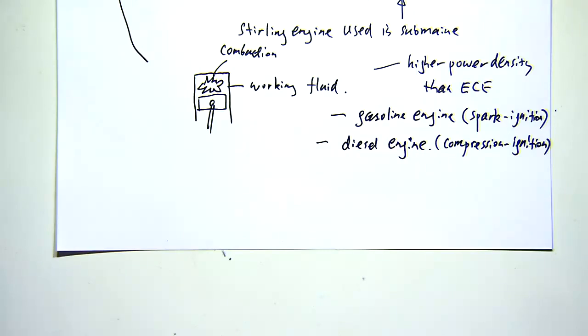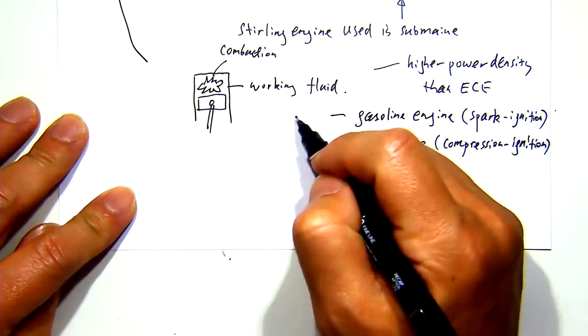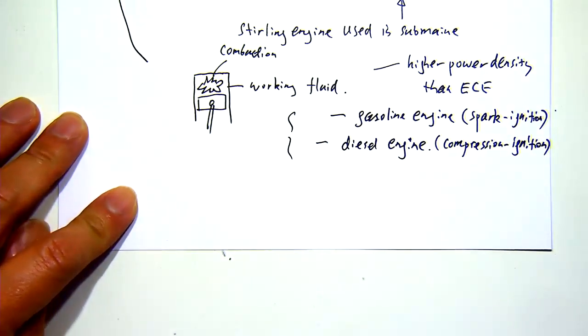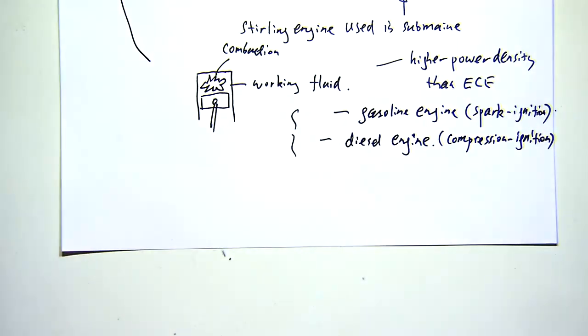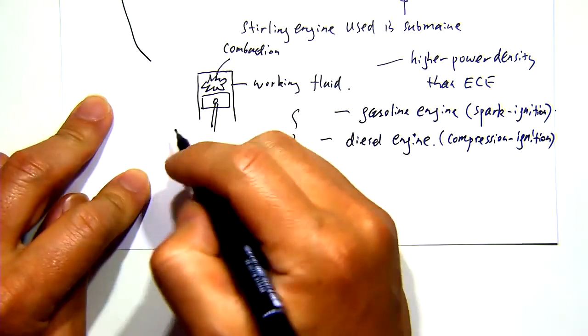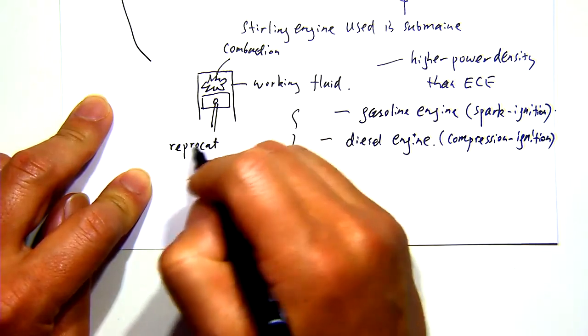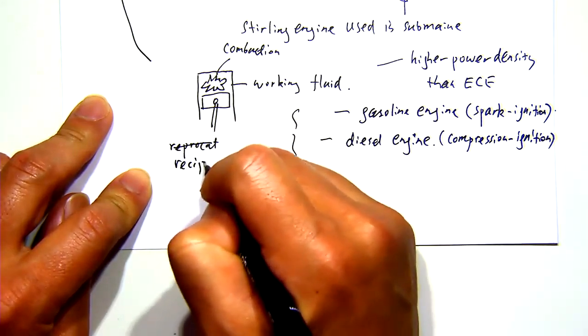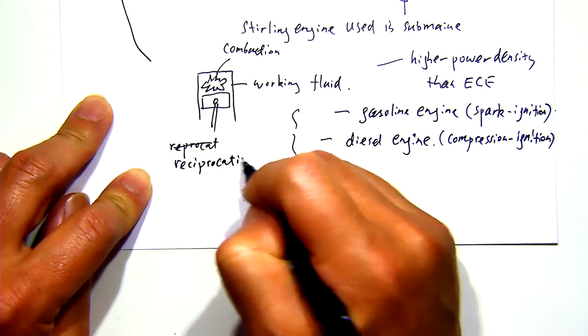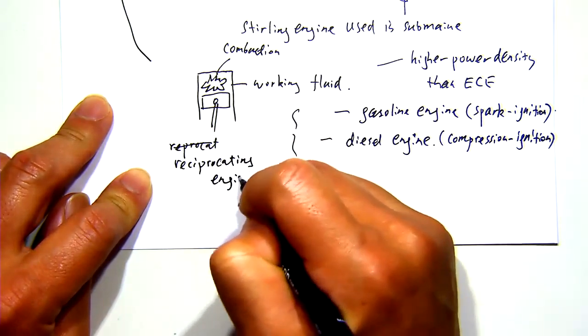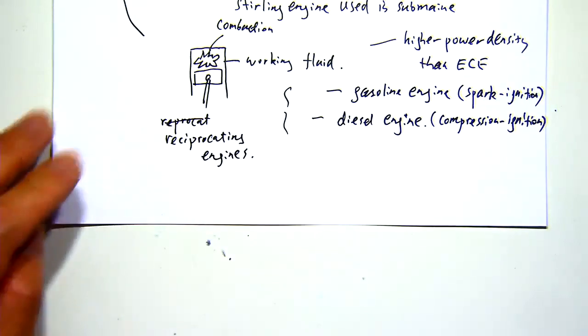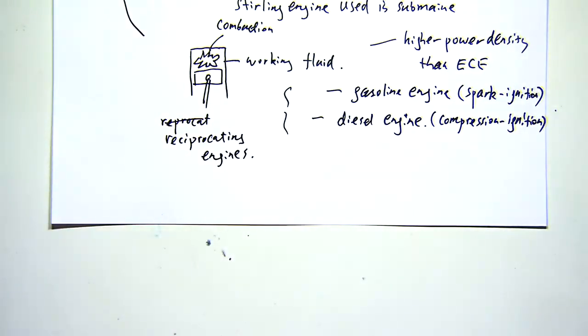So the process happening here is not continuous, even though the engine can run at a very high speed in terms of rotation, the actual process is not happening continuously. It happens in a so-called reciprocating way. So this engine is called a reciprocating engine. So the combustion happens in a periodical manner, right?